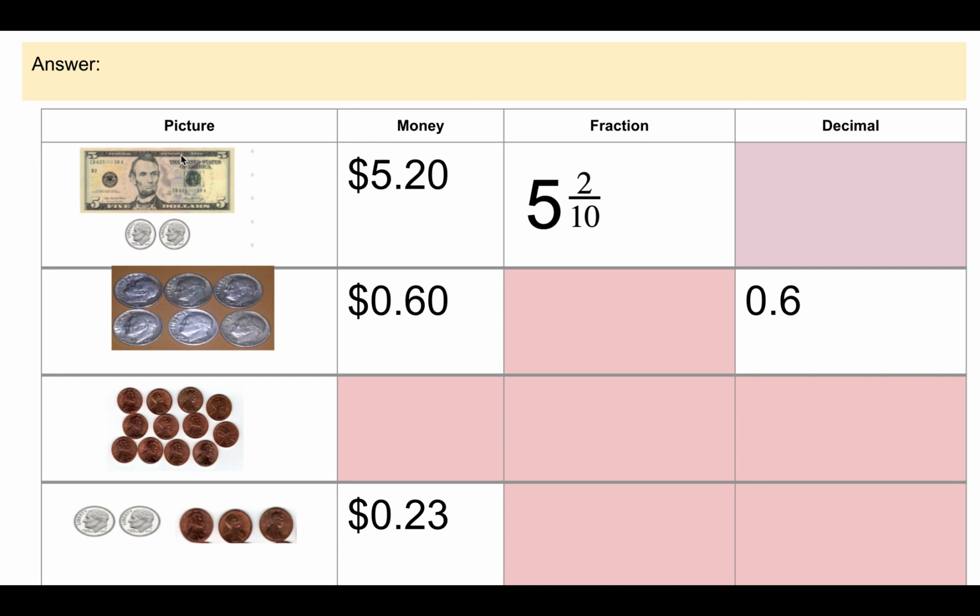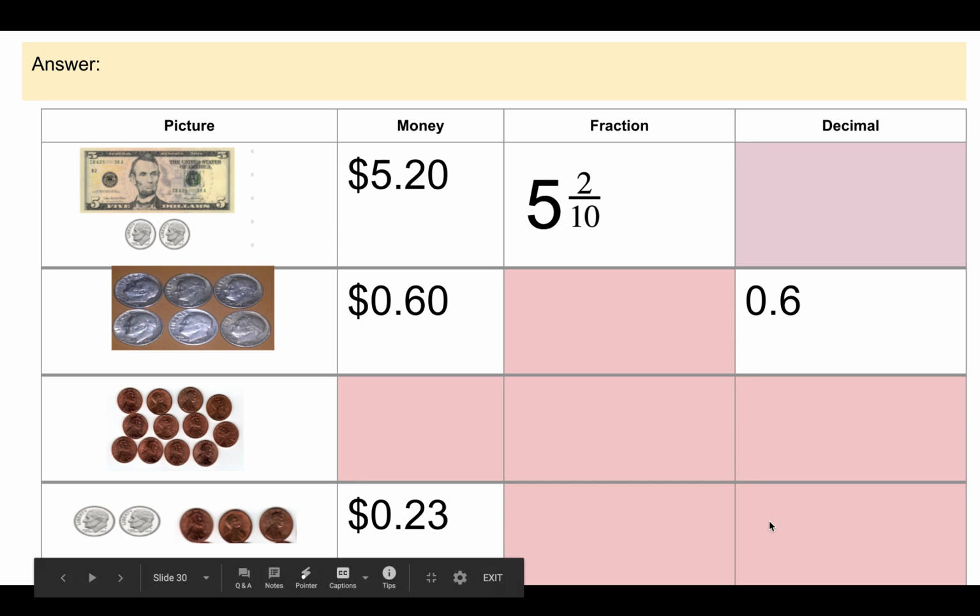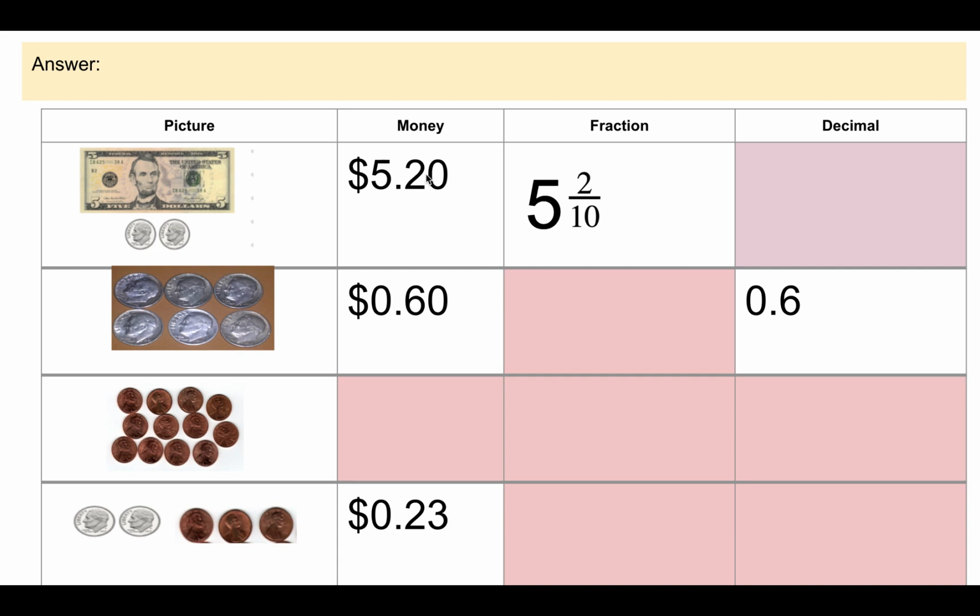Okay, so then you're going to look at the picture. You're going to write it as money, as a fraction, and as a decimal. So the pink ones are the ones where you need to fill it in. So this one we can see it's $5.20. We could also call it 5 2/10, or as some of you have probably figured out, you could also have written 5 20/100. And then it's up to you to tell me how to write that as a decimal.